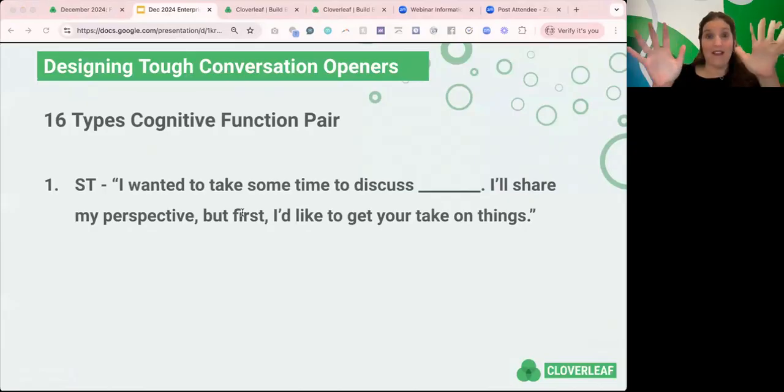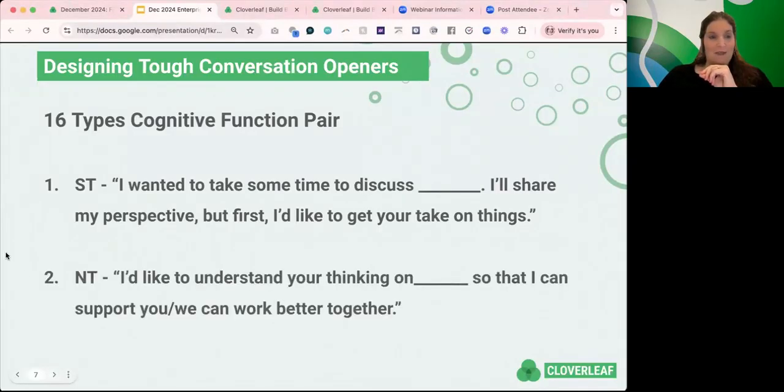You don't have to make as much small talk. So you might say something like, I want to take some time to discuss the project that is behind. I'll share my perspective first, and I want to get your take on things. So I'm telling the person right up front exactly what I want to talk about, right? Because I'm talking to a sensor thinker, right?